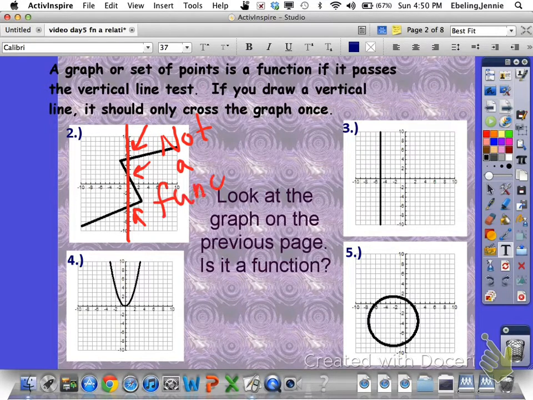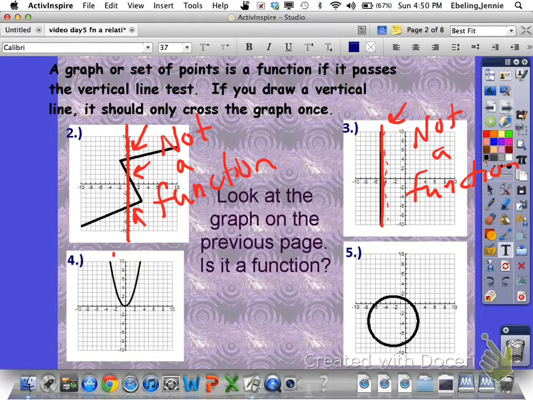Let's take a look at the second one on this page, which is in problem number 3. It's a vertical line. So if I put a vertical line on top of it, they share every single point. This is not a function. A function can't have points on top of each other.